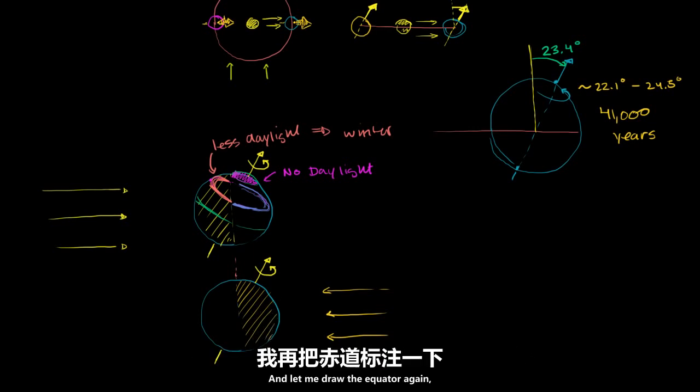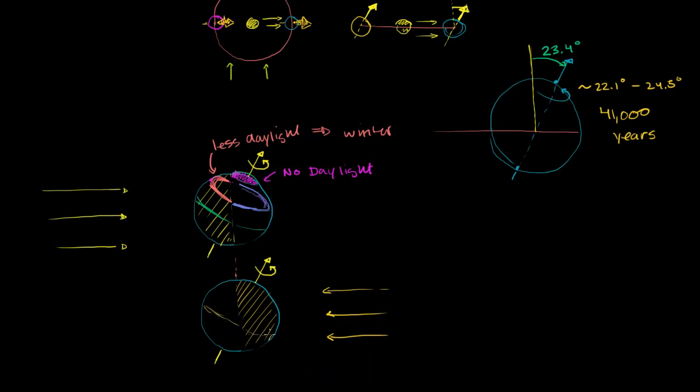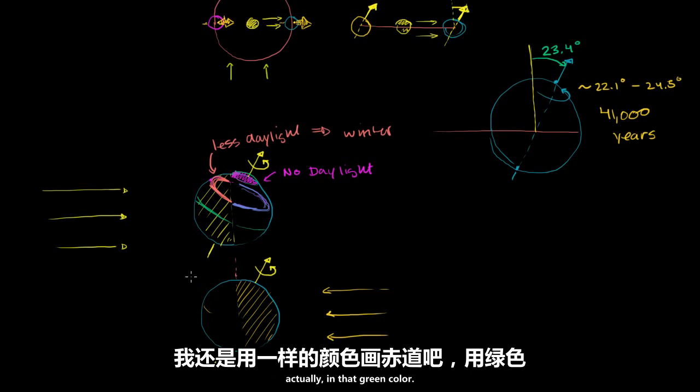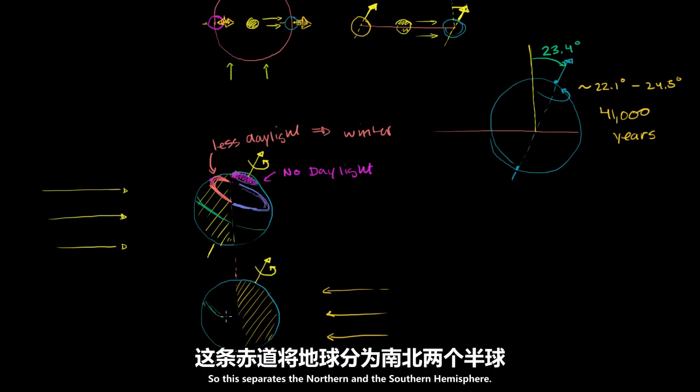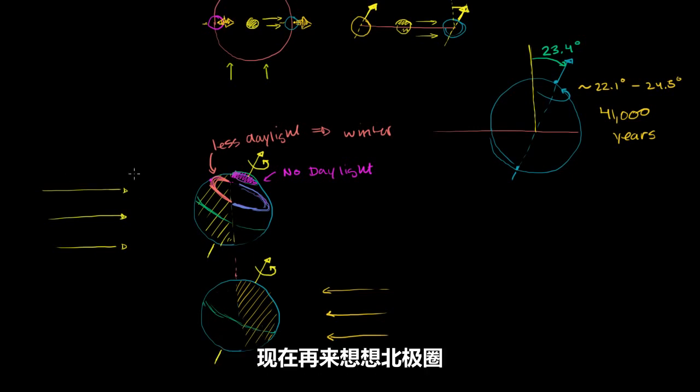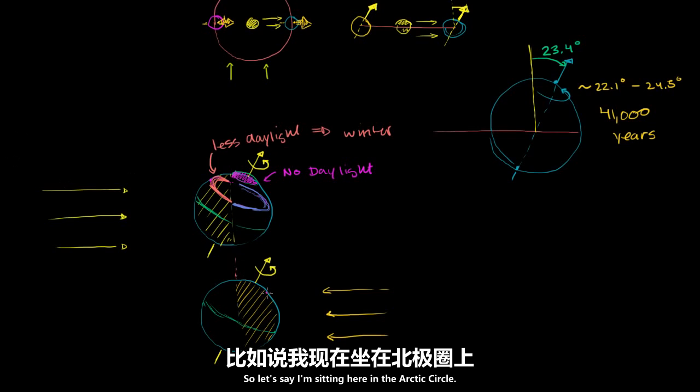And let me draw the equator again, or my best attempt to draw the equator. I'll draw the equator in that same green color. So this separates the northern and the southern hemisphere. And now let's think about the Arctic Circle. So let's say I'm sitting here in the Arctic Circle.